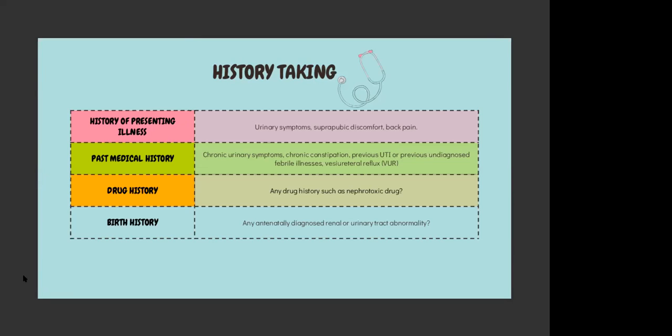So next is birth history. It should include whether the patient has been antenatally diagnosed with a renal or urinary tract abnormality, such as horseshoe kidney, duplicated ureters, or polycystic kidney disease, as it can also predispose the child to UTI. Next.